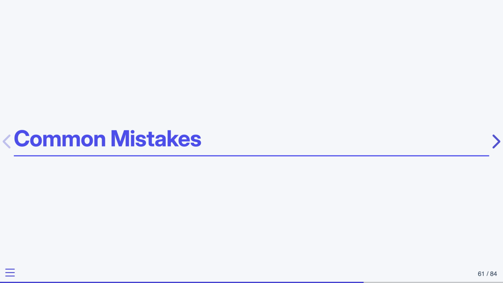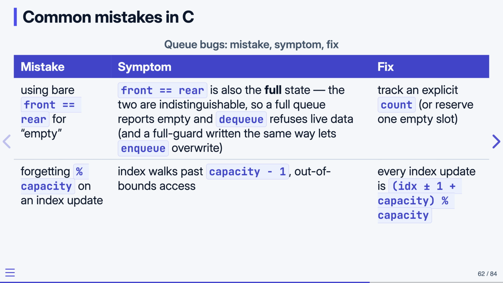Now let's look at the mistakes people make with queues, and see most of them come from a missing guard or a forgotten reset. Let's go through the common ones. There are 4 common queue bugs. For each one we give the mistake, the symptom you would see, and the fix.